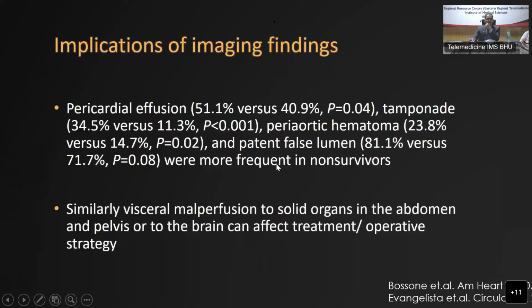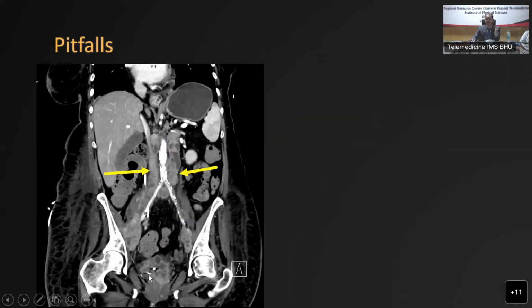So we already talked about this. I wanted to mention pericardial effusion and tamponade because patients who have these findings have a much worse prognosis than patients who do not have this finding. Let's look at some important pitfalls about dissection.